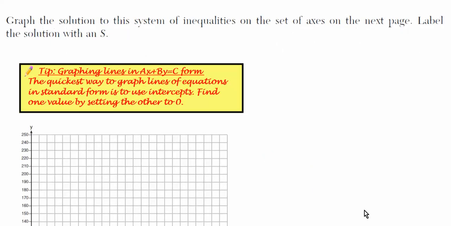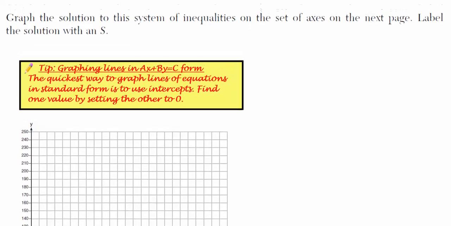Okay, let's take a look at the second part of this problem. It reads, graph the solution to this system of inequalities on the set of axes on the next page. Label the solution with an S. So one tip for graphing lines, even inequalities in standard form, is that you want to use intercepts. You set one variable to 0, find the value of the other, set the other to 0, and find the value of the variable. Using intercepts is the fastest way to graph linear inequalities or lines that are presented in standard form.